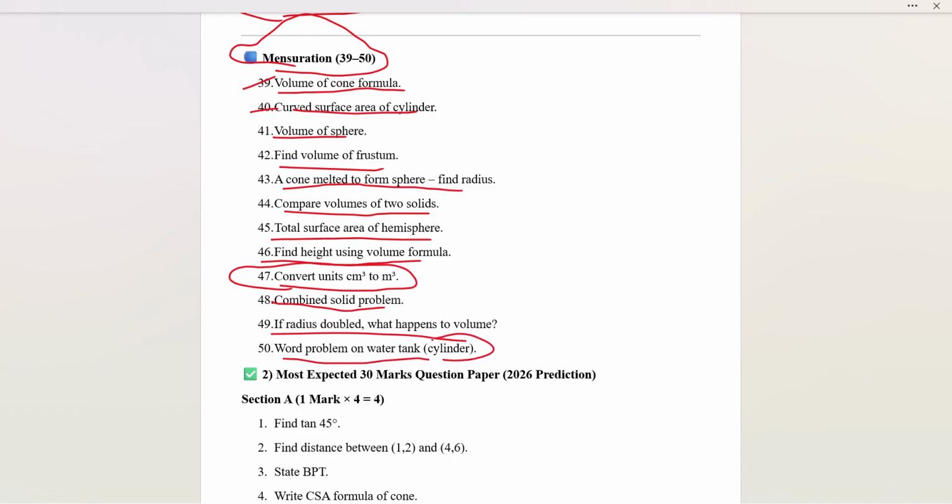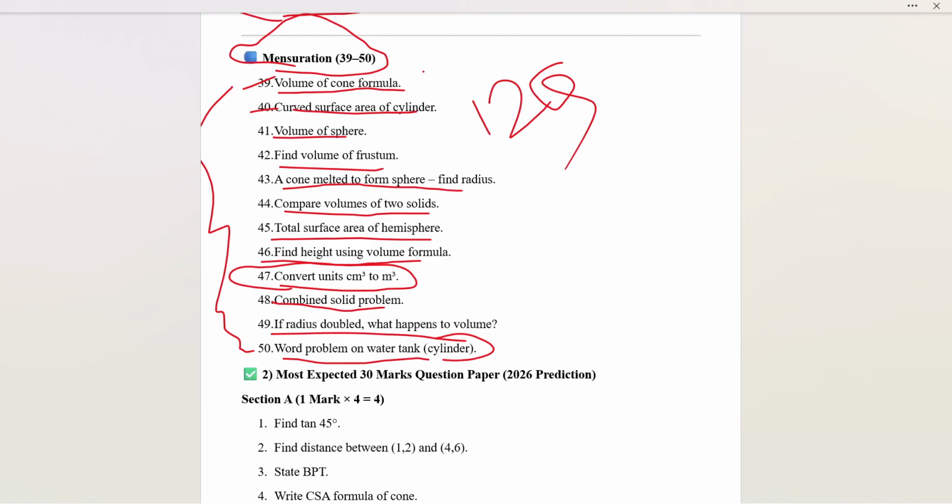This is the most important and high weightage chapter for your board exam. There are 12 questions here for your practice. You can solve all these questions and concepts. Take your book, and for each question go with the concept, see one question from the book according to that concept, and solve it.